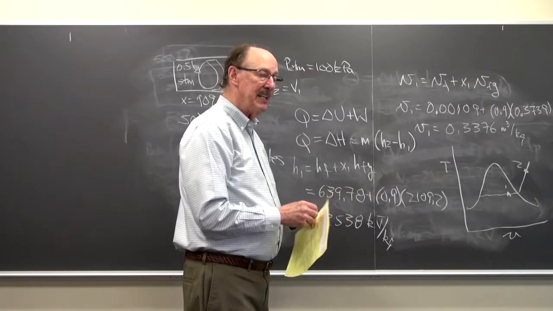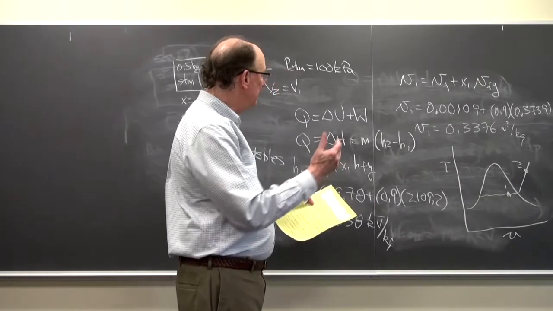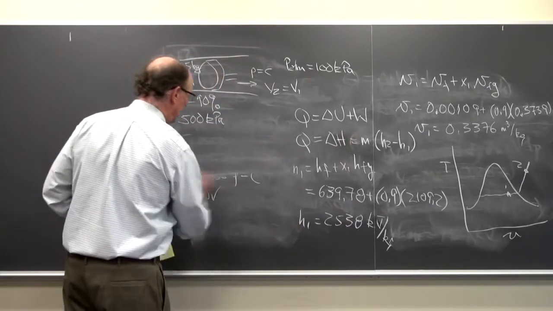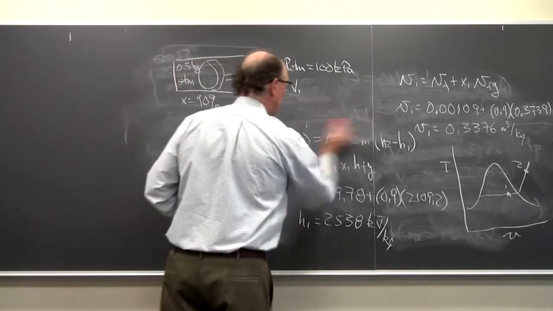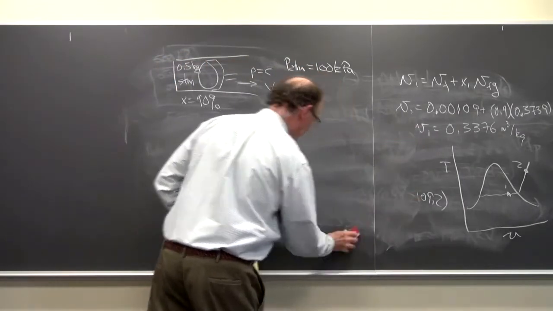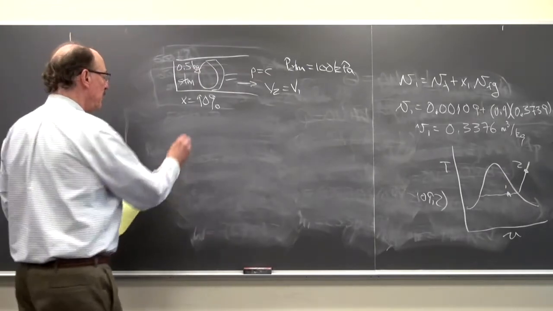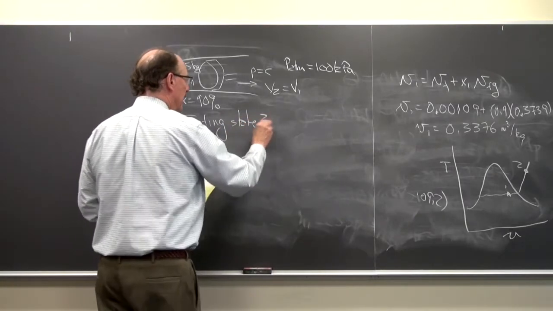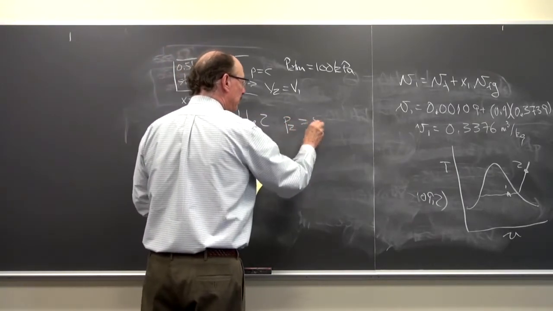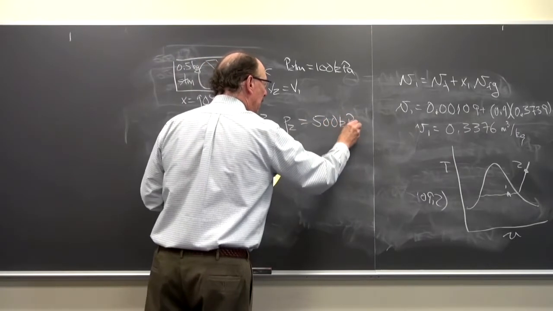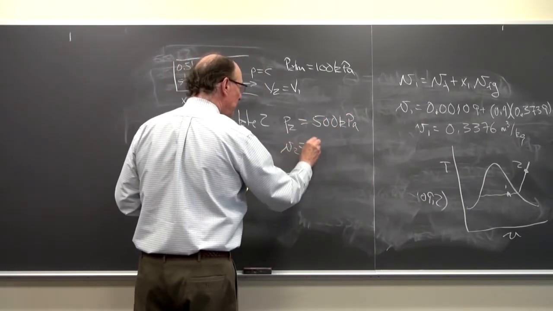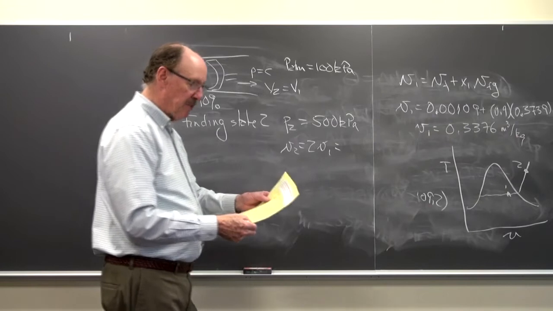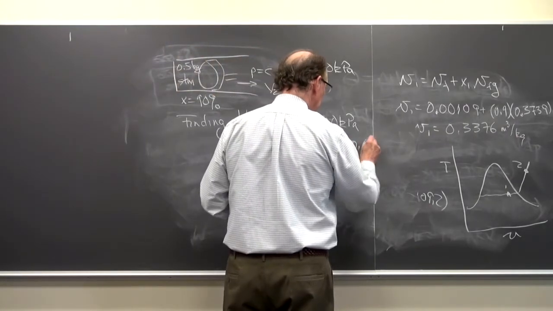So let's find what we can. We need to find state 2. We found state 1, we need to find state 2. So in terms of finding state 2, we know that P2 is equal to 500 kPa, and that V2 is equal to 2V1, so that's equal to 0.6752.